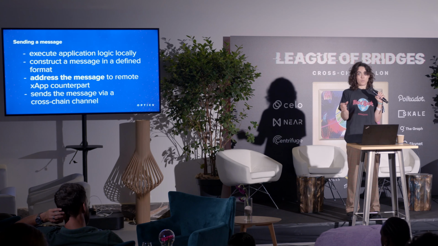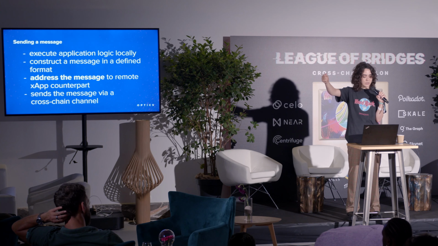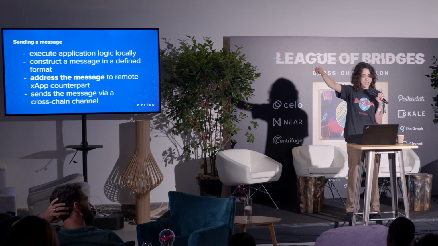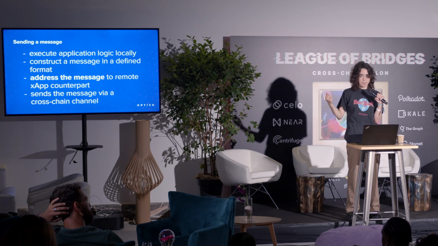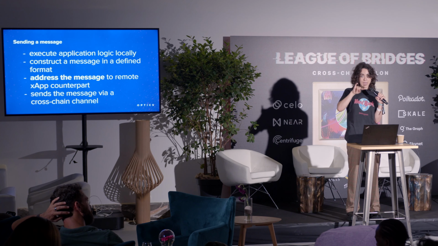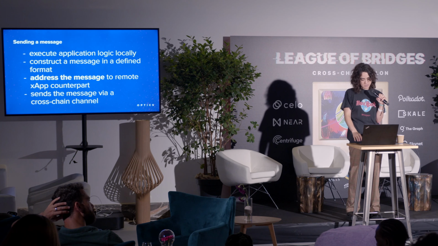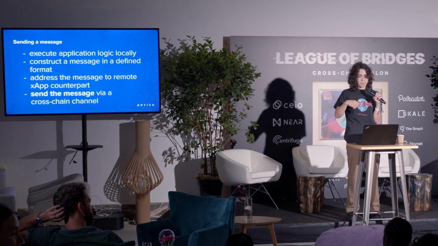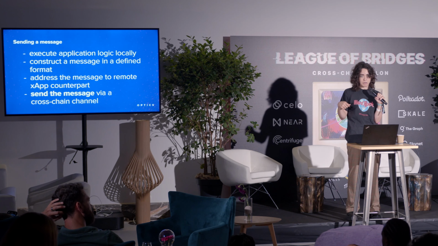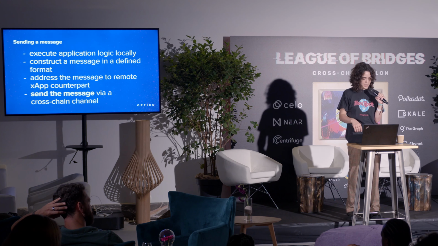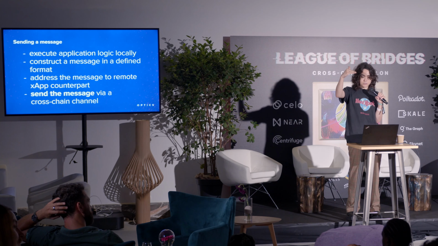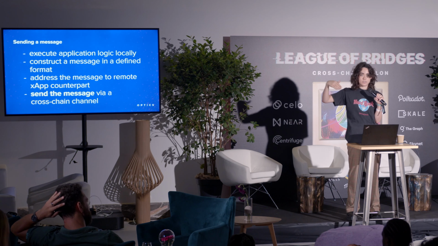Next, it'll figure out where it's going to send this message. Again, that permissioned set of xApp routers on remote domains, it'll do a lookup in a mapping and get the domain and address pairing of the xApp router on the remote chain that it needs to send it to. Then it's going to ping that message across the cross-chain channel, presumably via Optics. So: application logic, construct a message, address the message, send the message.